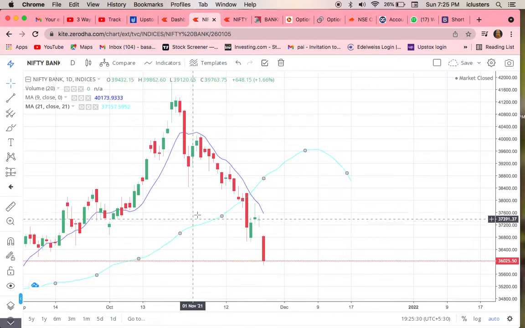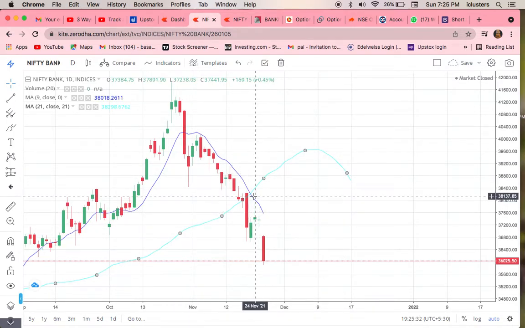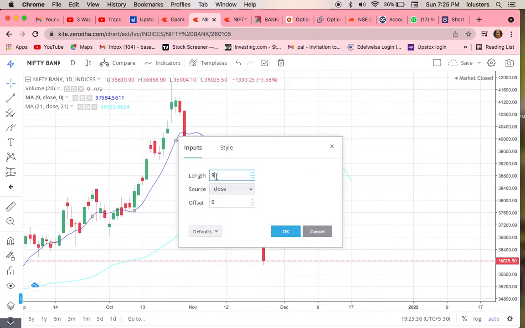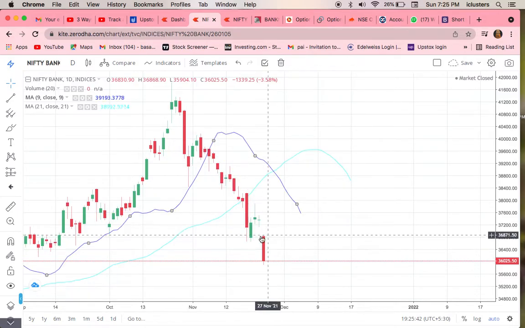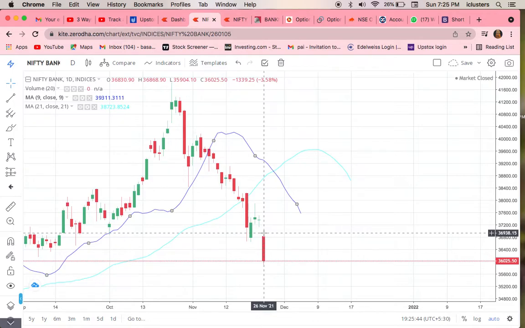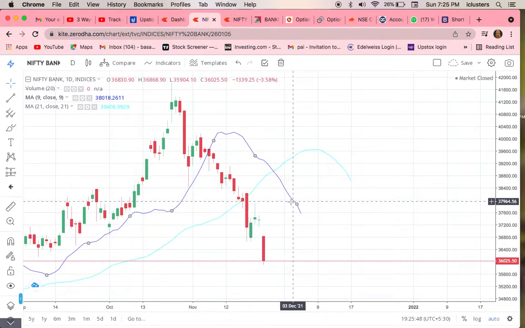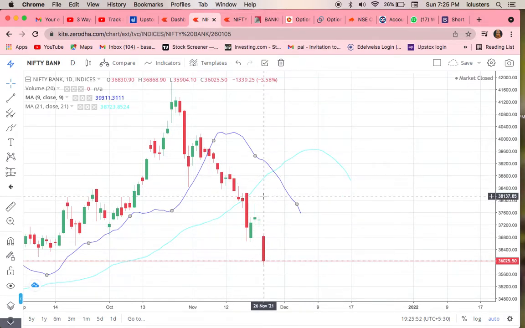For example, if you want to see the 9 days moving average offset in the future, click here on offset and enter 9 again, and it will show how the price can move over the upcoming 9 days. In this way we can predict the future moving average price also.